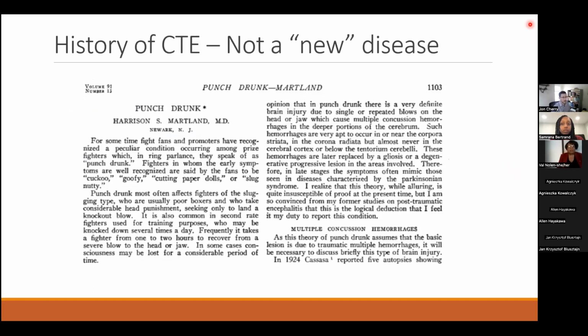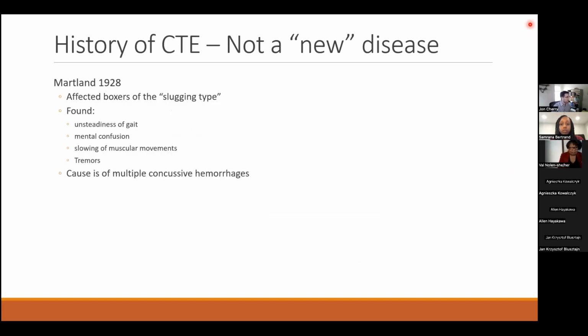This is work by Dr. Harrison Martland, a neuropathologist or pathologist from New Jersey, who first wrote about case studies in boxers, where these boxers of the slugging type were found to have unsteadiness of gait, mental confusion, slowing of muscular movements, and tremors, and he thought this was caused by multiple concussive hemorrhages. So this is even 100 years ago. We knew that getting hit in the head was not good for you. So this has been around for a long time.